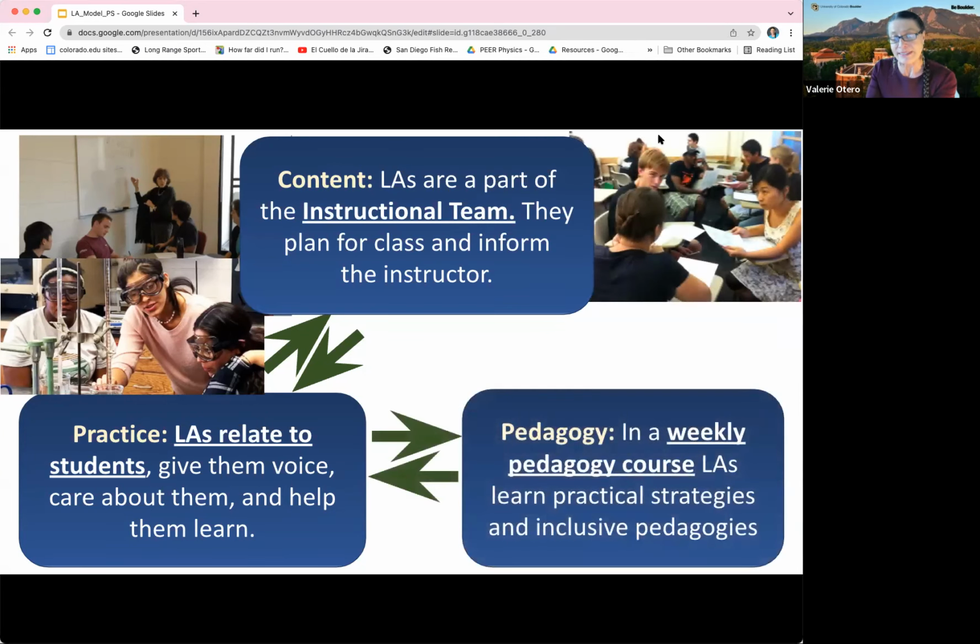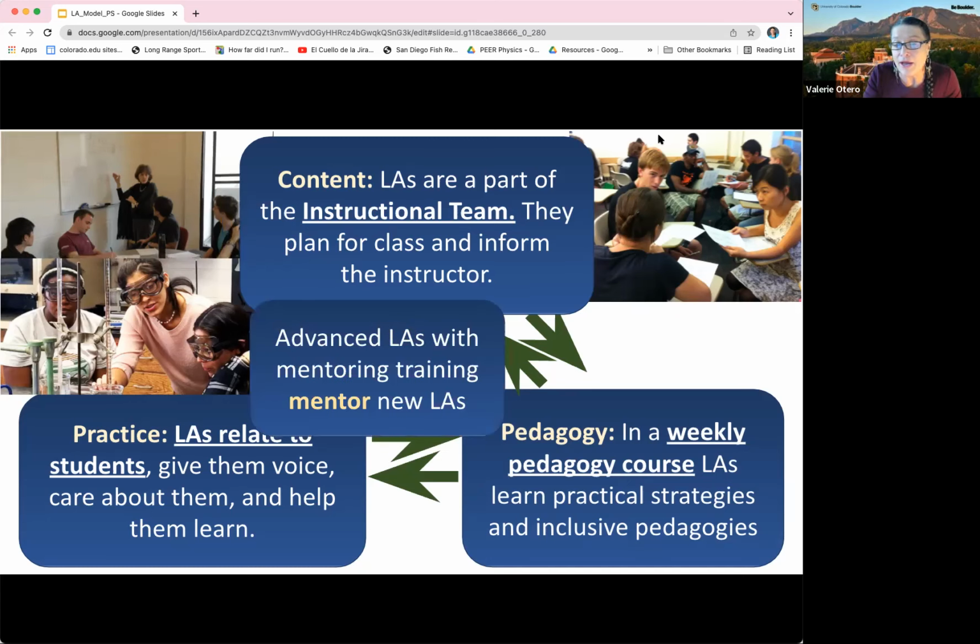And the new LAs are taking a weekly 15-week pedagogy course where they're learning practical strategies that can be deployed tomorrow, but at the same time, they're learning inclusive pedagogies that they are also using in and out of the classroom. And that information then is moved into the awareness of the lead instructor who meets with them each week. And we're now hiring advanced LAs and providing them with a whole course on mentoring training so they can then mentor the new LAs as they engage in that practice.